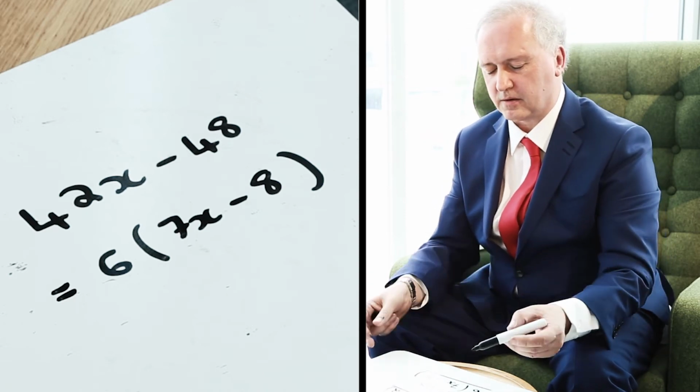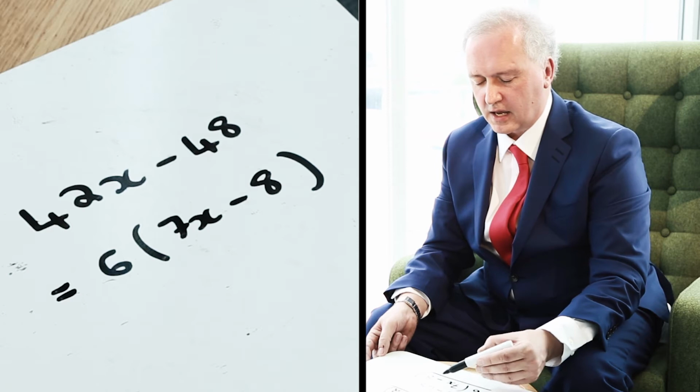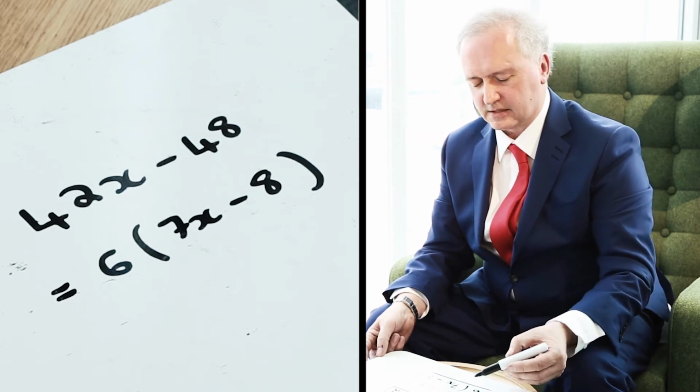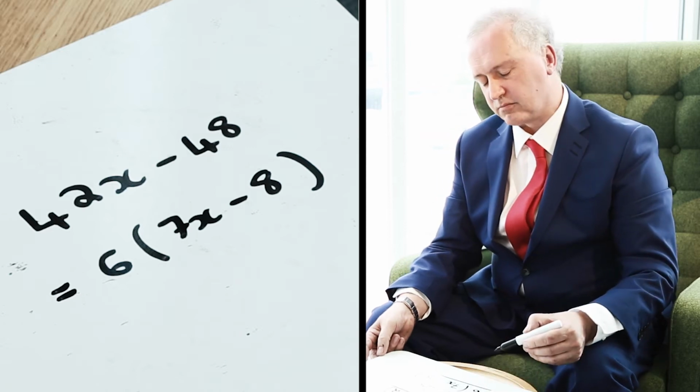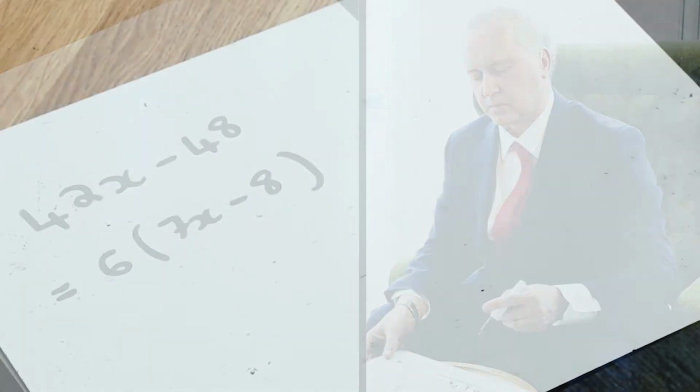I've taken out the biggest number, the biggest factor of 42 and 48. It happened to be 6, so I've got 6 outside the brackets, and I've got 7x minus 8 inside the brackets, and I've got 4 marks for that question.